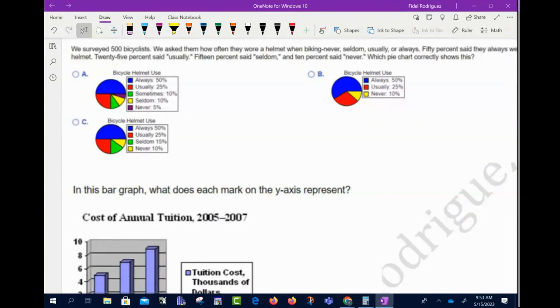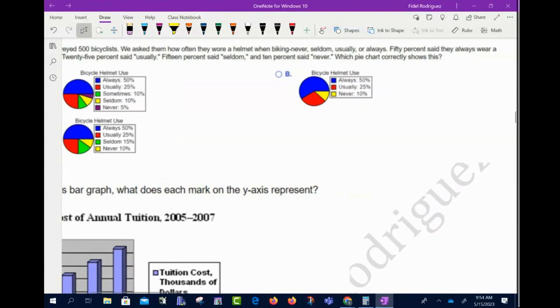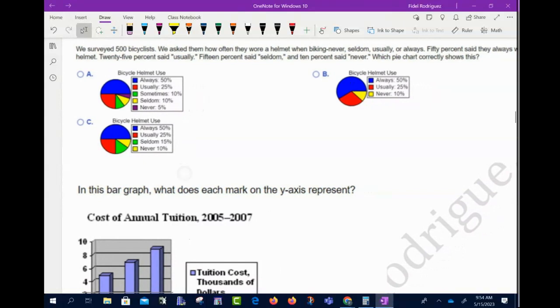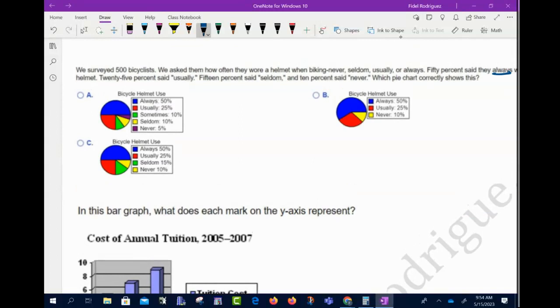So just a couple more here to do, y'all. It says we surveyed 500 bicyclists. We asked them how often they wore a helmet when biking, either never, seldom, usually, or always. 50% said they always wear a helmet, 25% said usually, 15% said seldom, 10% said never. Which one represents this? So look, y'all, all we're trying to do is match it up. How many categories did we have? Four: always, usually, seldom, and never.